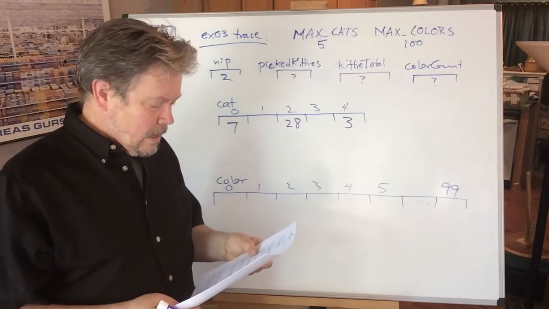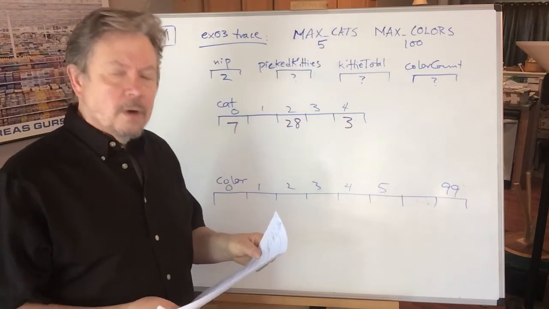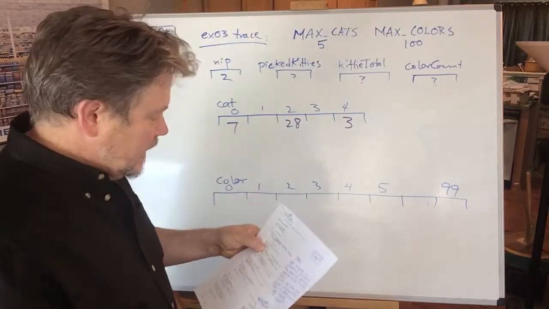Let's look at line 29. Line 29 has cat on both sides of the equal sign. Look at that. We always start with an assignment statement on the right-hand side. The right-hand side says cat square bracket nip.